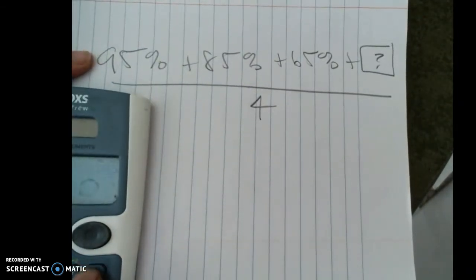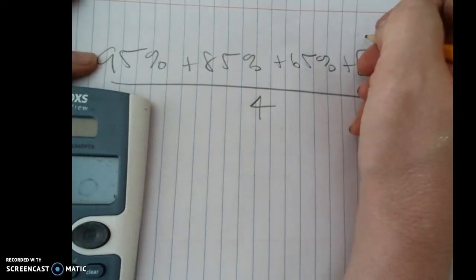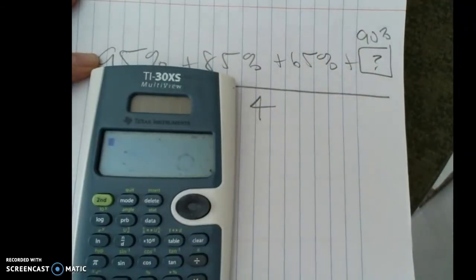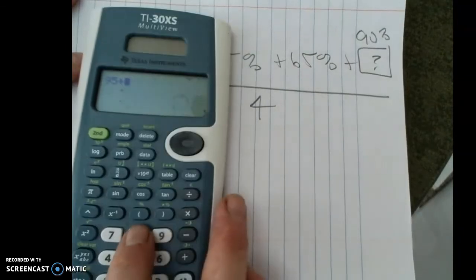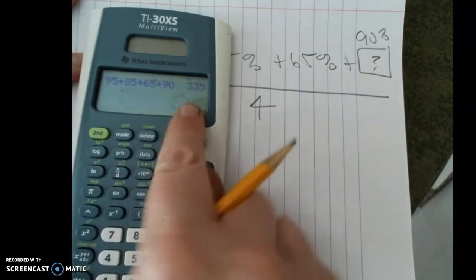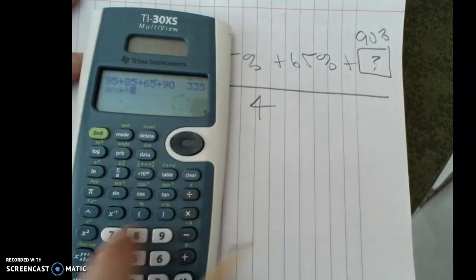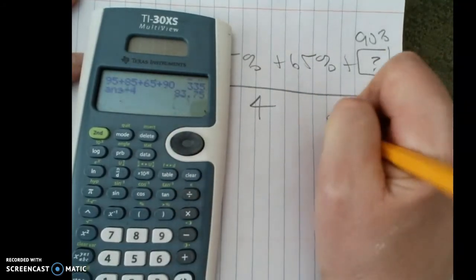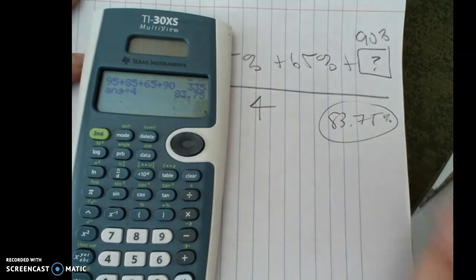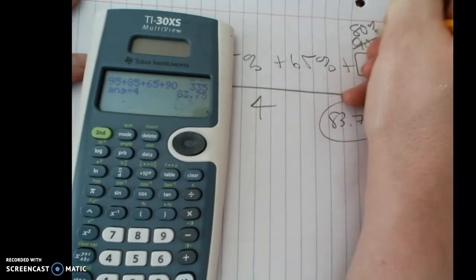So what you can always do is you can just guess. You could be like, how about a 90? Is that enough? All right. Or is it too much? So you could take 95 plus 85 plus 65 plus 90, enter and get 335 divided by 4 to average it out. And that's an 83.75%. So that's too high, right? That they don't need to do that good. So I'm just going to guess an 80%.